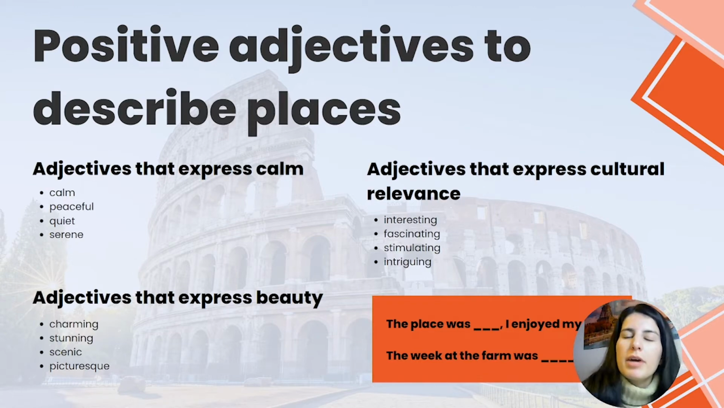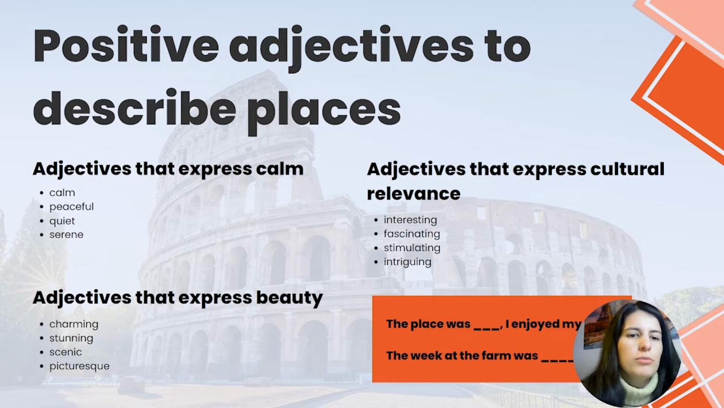We also have adjectives to describe cultural relevance, right? We can say a place is interesting or fascinating or stimulating or maybe intriguing, right? And all of these adjectives that we're using here, if you are paying attention, you can see they end in, right? In ing. And we'll talk about it soon.